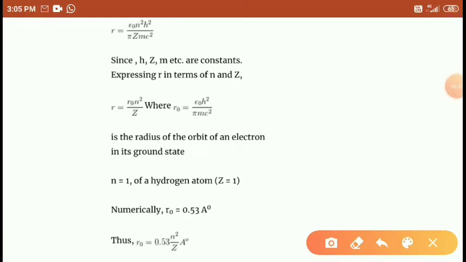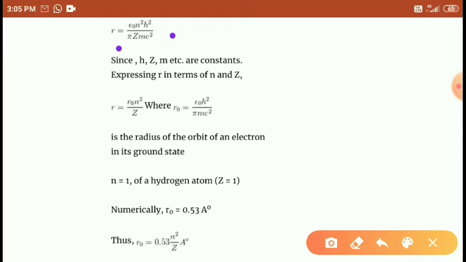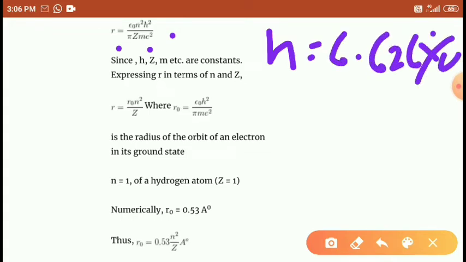After comparing all the things, we got r is equal to epsilon naught n square h square by pi Z m square. Right students, next, h, Z, m are constant here. h is Planck's constant, that is 6.626 into 10 to the power of -34. Z is the atomic number of hydrogen, m is the mass of electron, which is constant.